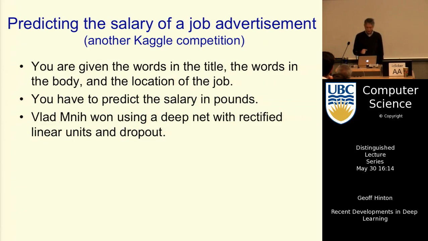Here's another one of those competitions. You're given the title of a job advertisement in England. You're given the body of the description, and you're given the location, and you have to predict the salary. And another of my students, Vlad, used exactly the same technology for that, and won it quite comfortably. And the person who came second was also using a neural net. So we now have a technology that at least can win these dumb competitions.